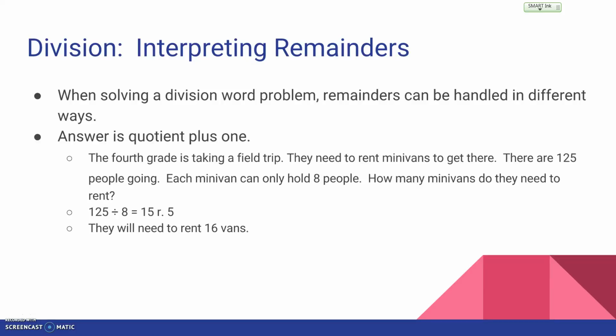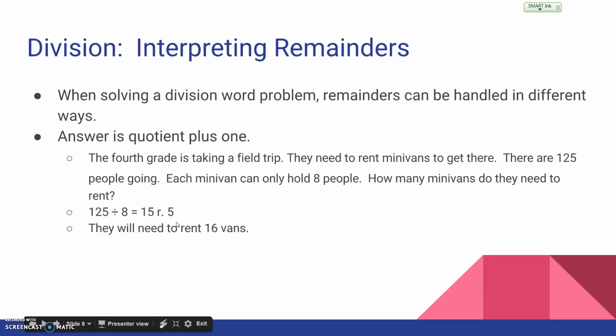Here's a problem. The 4th grade is taking a field trip. They need to rent minivans to get there. There are 125 people going. Each minivan can hold only 8 people. How many minivans do they need to rent? So they're taking the 125 people and splitting them up into groups of 8. And we see that we can make 15 groups of 8, and we have 5 left over. We have a remainder of 5.